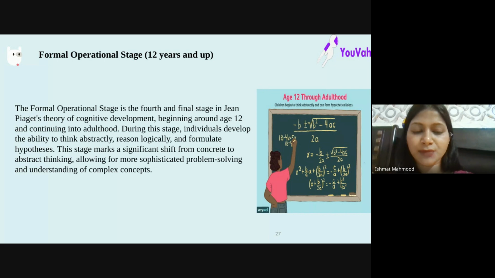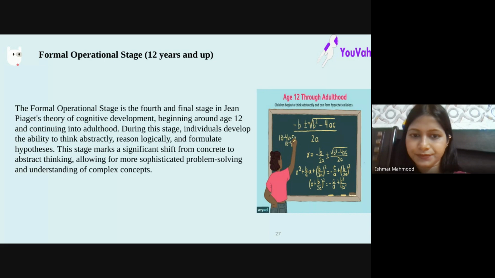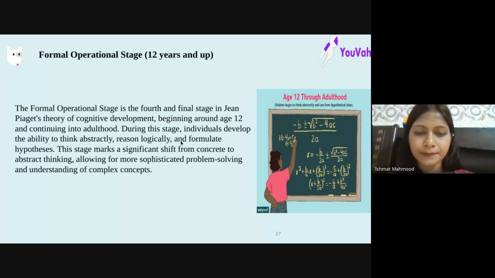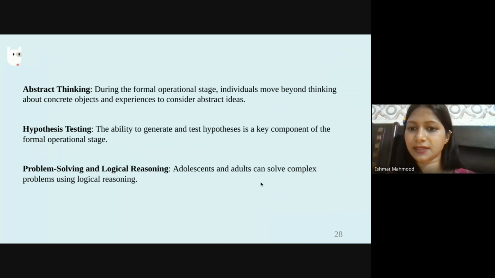And also this stage marks a significant shift from the concrete to abstract thinking, allowing more sophisticated problem solving. Like they think beyond whatever is just seen, whatever is just concrete in front of them, right? Problem solving और बढ़ जाती है, और complex problems को solve कर सकते हैं, और complex concepts को they can understand during this stage. So hypothesis testing, the ability to generate and test hypotheses, is a key component of the formal operational stage. And adolescents and adults can solve complex problems using logical reasoning during this stage.